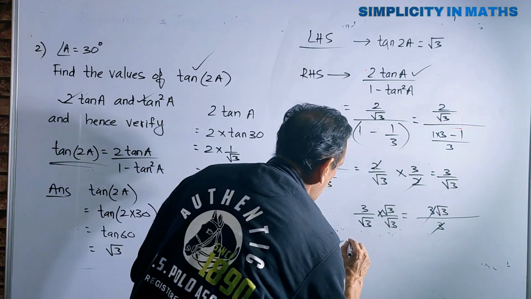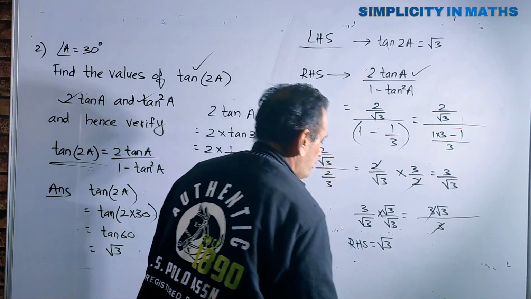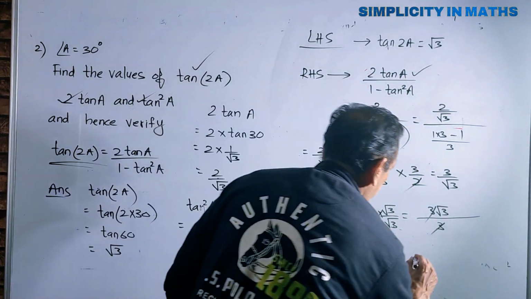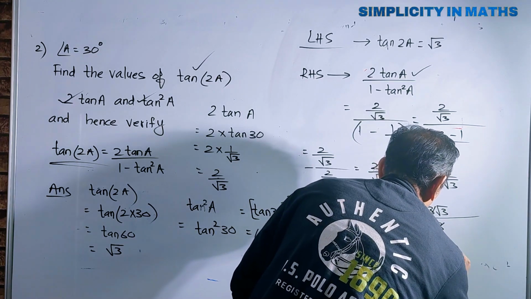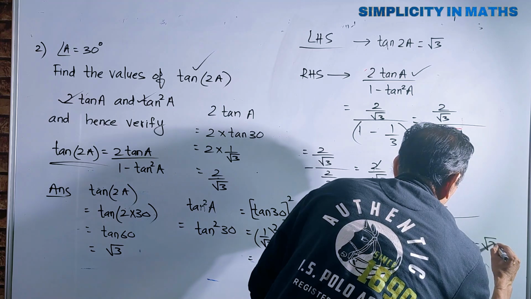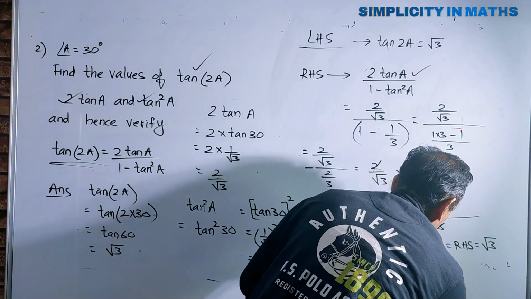So again, RHS equals root 3. LHS is root 3, RHS is root 3. Therefore, LHS equals RHS equals root 3, verified.